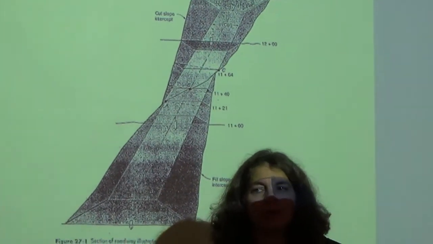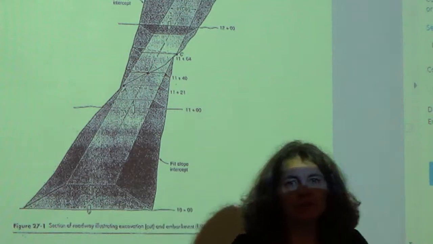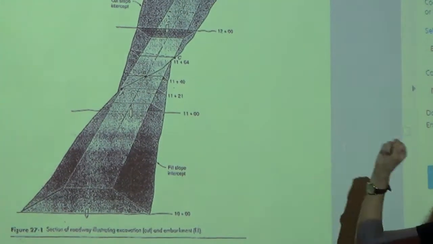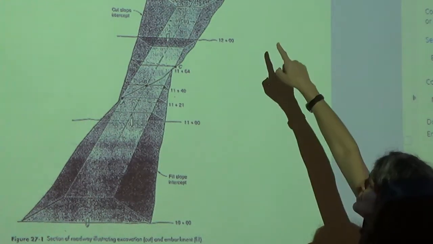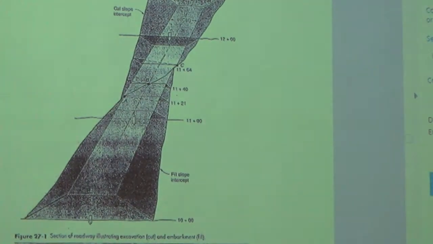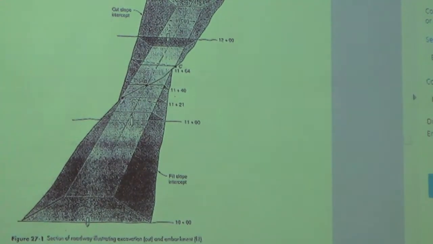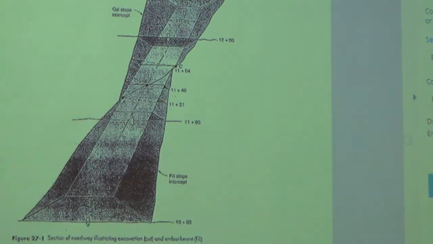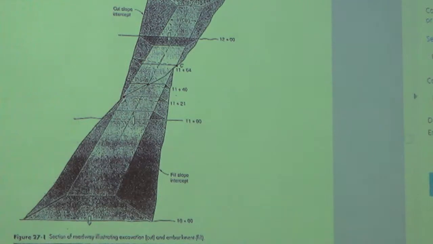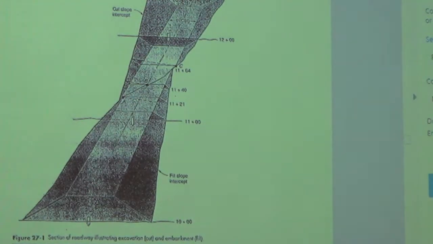So the road is always labeled from one point to another. In this case, we're only seeing a section of the road, and the section that we're seeing is from 10 plus 0, 0 to 13 plus 0, 0. So what's the total length of the road you're seeing? 300 feet. 300 feet. Okay.